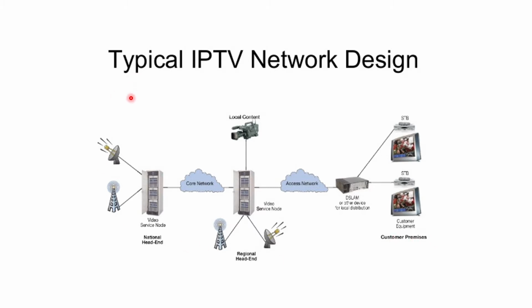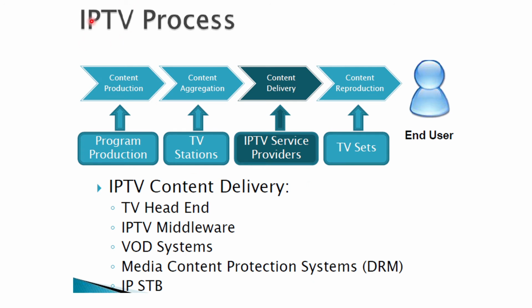So I can categorize this typical IPTV network into the national head end, then a regional head end, and then the customer premises with the help of core network and the access network. If you want to categorize IPTV processes, the first will be the content production, where the actual program production takes place. Content aggregation, where contents from the TV station will be aggregated here. Then IPTV service providers, content delivery, and then TV sets, that is the actual content reproduction, and you are the end user.